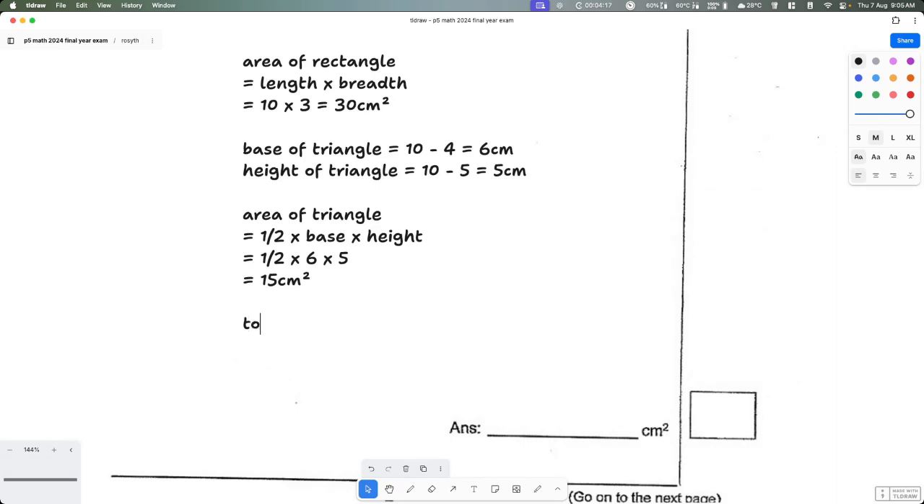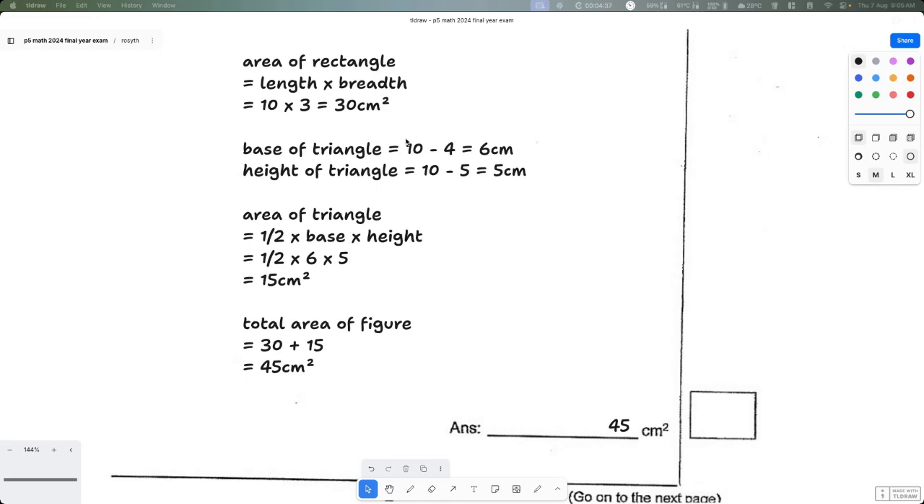So then we got the total area of figure is equal to 30 plus 15, and this will give us 45 centimeter square. There you go. So the answer is 45 centimeter square. All right, let's move on to the next question.